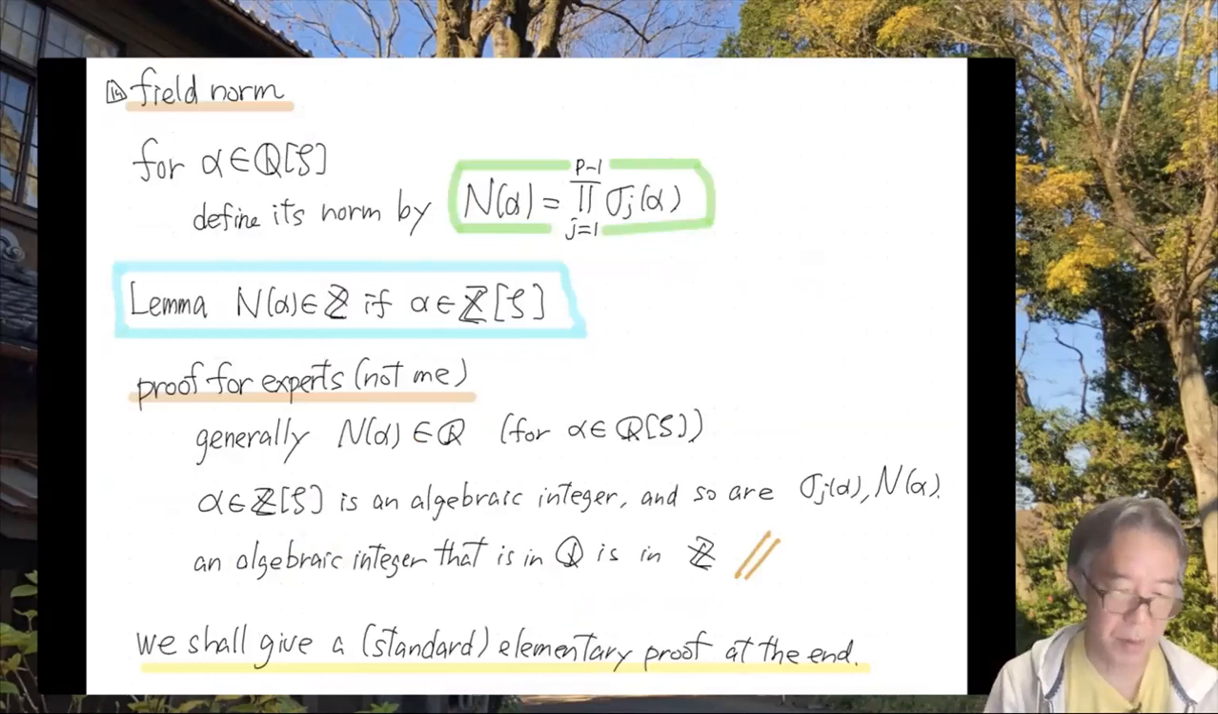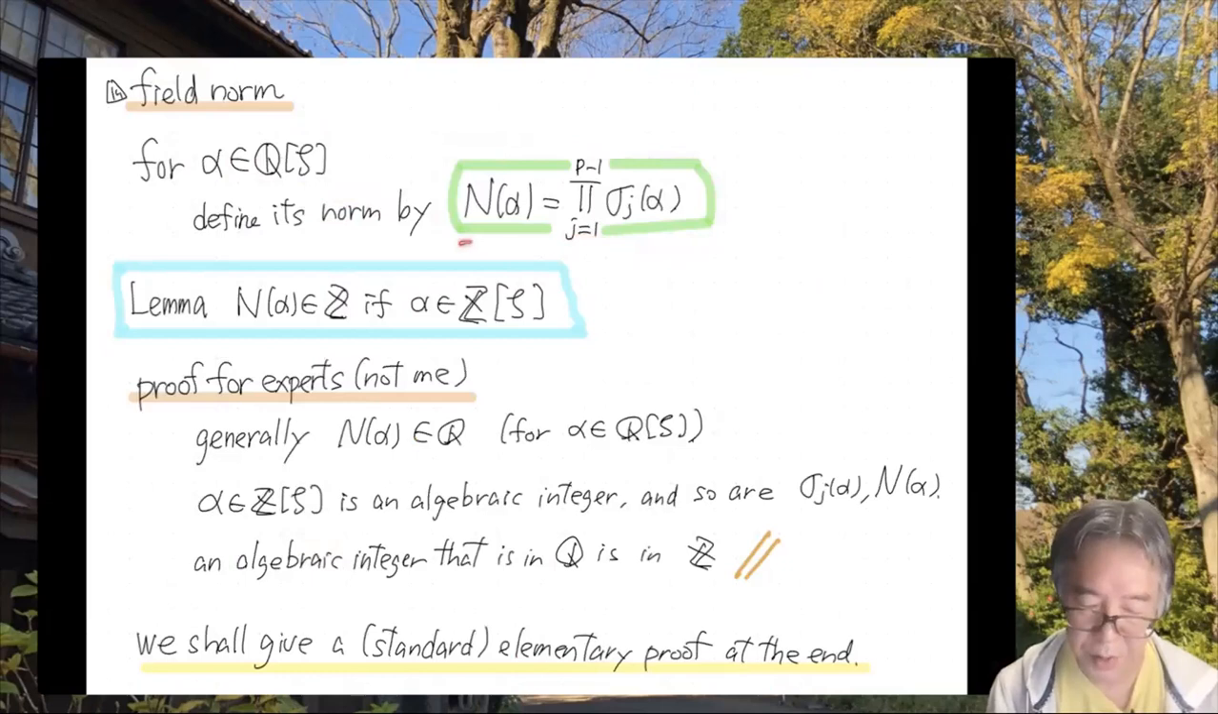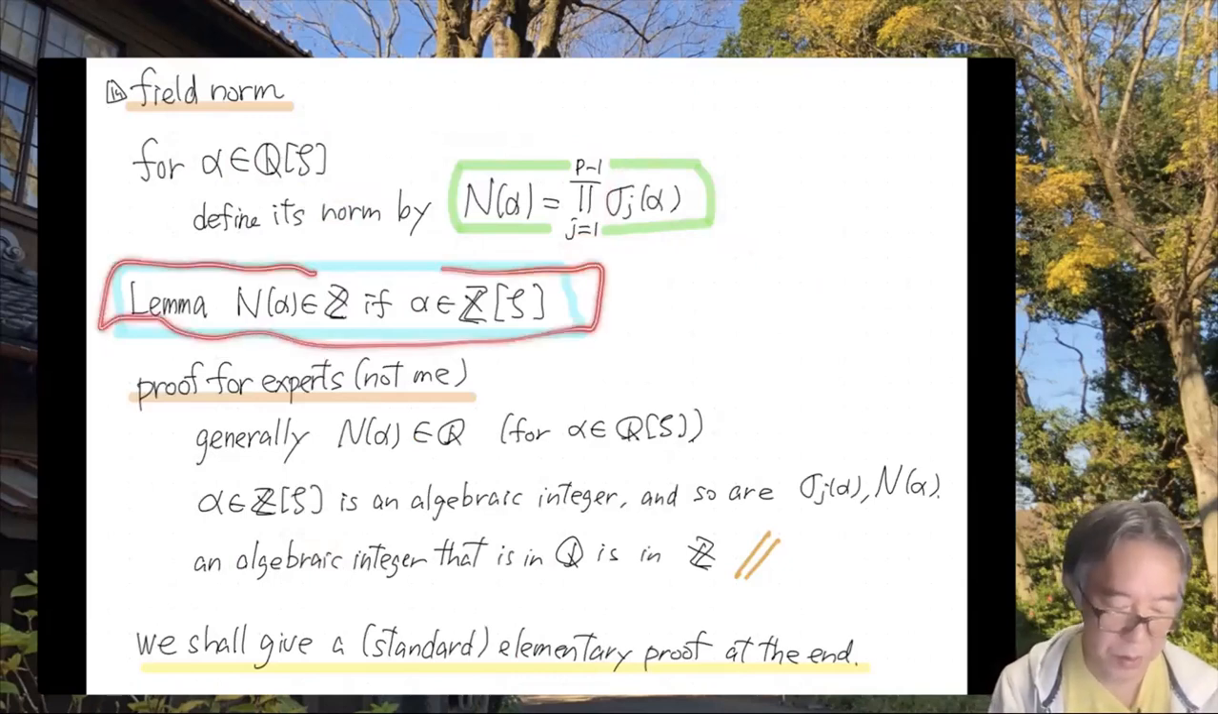And here's, again, the standard notion called the field norm. Field is, of course, not the field theory in physics, but field in algebra. For any element in Q of theta, we define its norm. I think this is very different from the norm that we meet in analysis and so on, or in quantum mechanics. But anyway, this is the definition: you just multiply all these conjugates. And here's the essential lemma that we use in the proof of theorem 2.